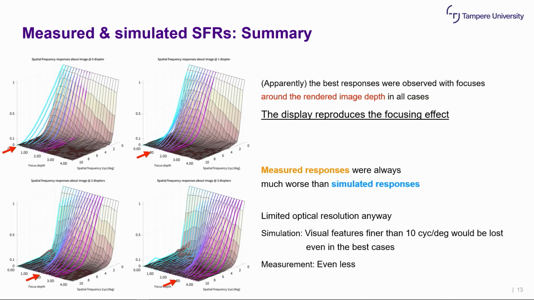So same thing again. We found that the best responses are when the camera is focusing at the image depth, which means the display does provide the focusing effect. On the other hand, optical resolution was found to be quite limited. Even in the best response in the simulation, the response curve reaches 0 already at the point of 10 cycles per degree, which means visual features finer than 10 CPD will be lost after filtering through the display. So measured responses were even more limited than simulation.